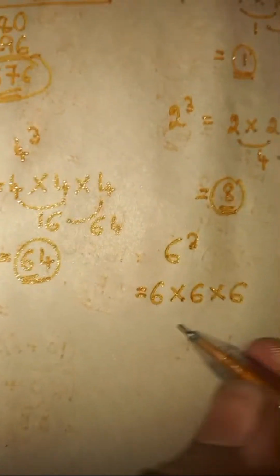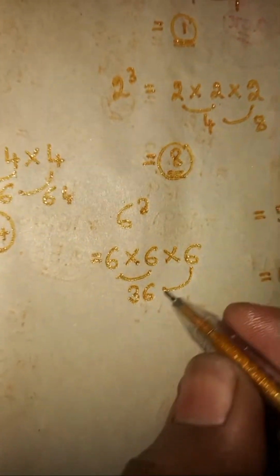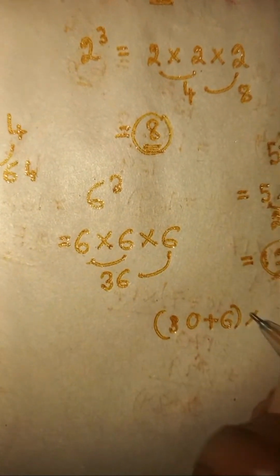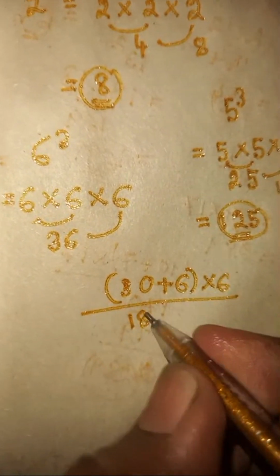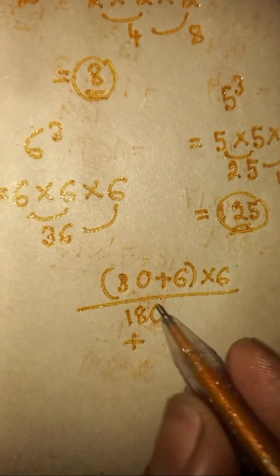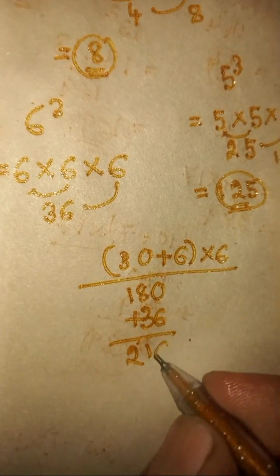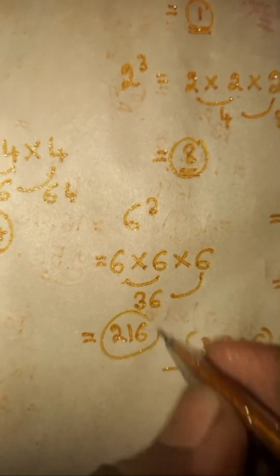So you're going to get 6 times 6 as 36, and 36 times 6 you can write as 30 plus 6 times 6. 3 times 6 is 18, so it is 180, plus 6 times 6 is 36. 180 plus 36 is going to become 216. So this complete value is equal to 216.